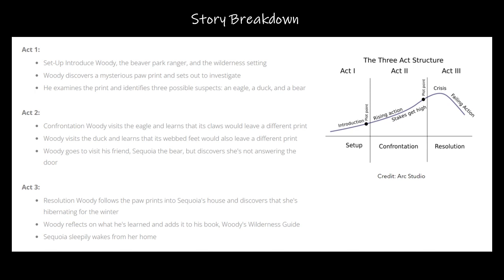So I began with the first act, which was to set up Woody and the setting, show the paw print, and him examining it and identifying the three suspects. Act 2 is confronting the eagle, then confronting the duck, and then he visits his friend Sequoia because he realizes, oh, it could be Sequoia. And then Act 3 is he finds out that she's hibernating for the winter, realizes her print, and then she wakes up. And that's it.